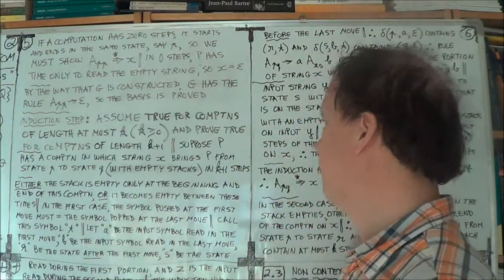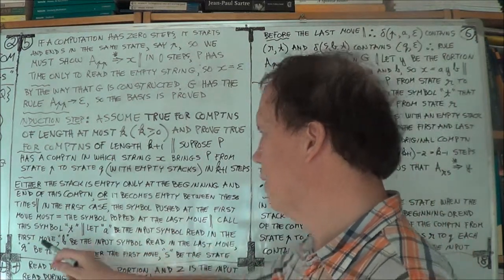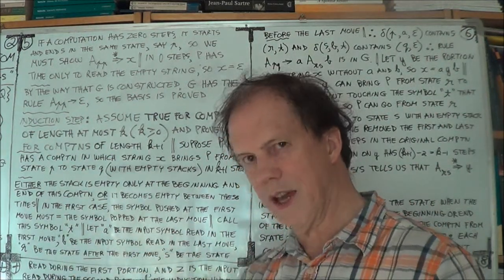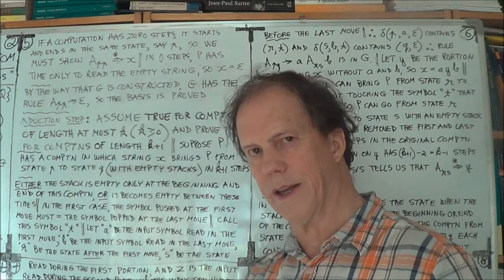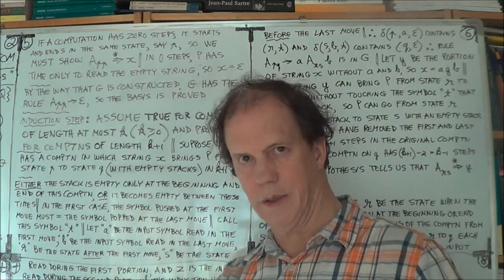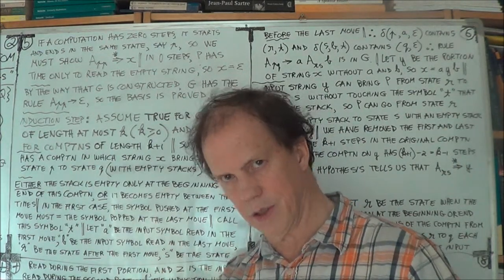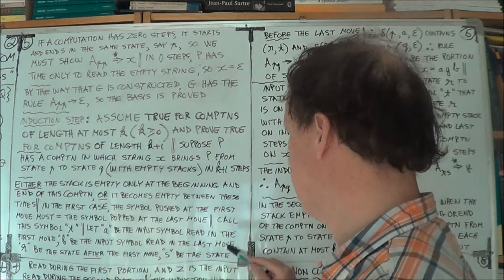Call it T. Now, little a, let that be the input symbol you read in the first move. So your string X goes in, the first symbol you read is a little a. And the last symbol that you read, that's in the substring X, is a little b. That's what you're saying here.